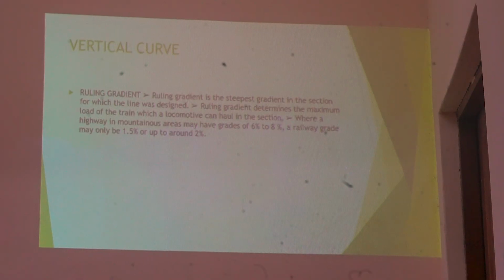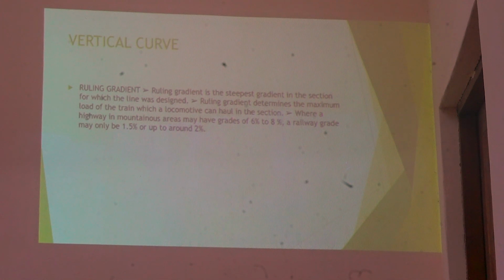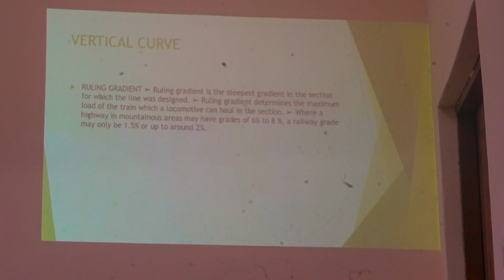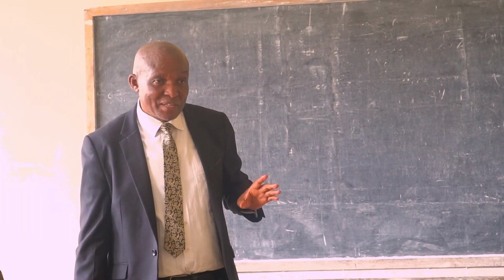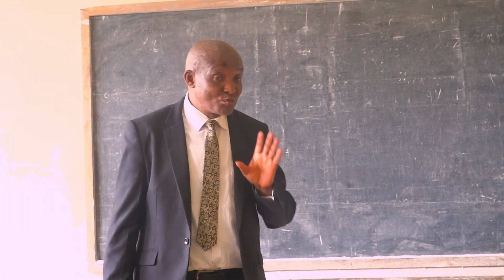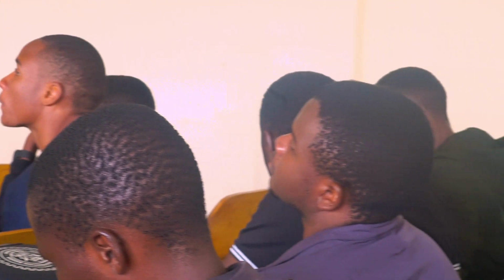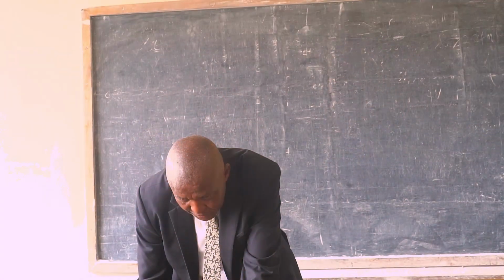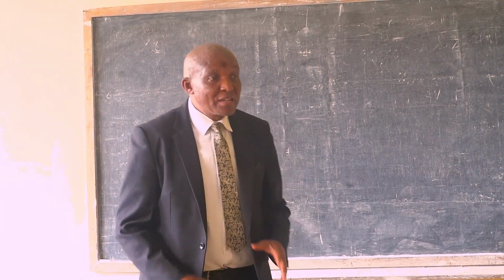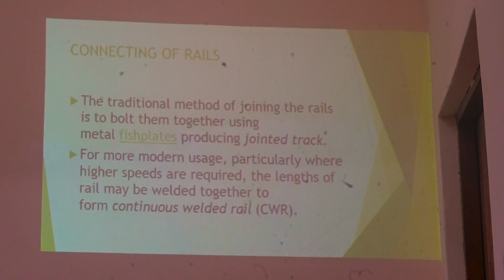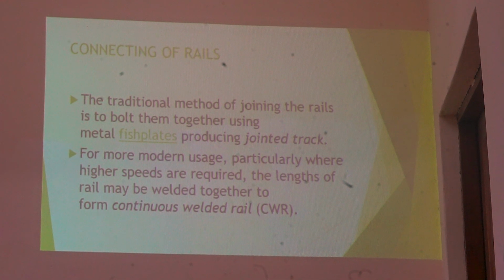Ruling gradient, as I said, the gradient for the rails should not be more than 2%, but in most cases they limit it to 1.5%. That is the difference between railway and roads in vertical alignment. So, connecting for rails. The rails come as pieces, and these pieces are connected together.